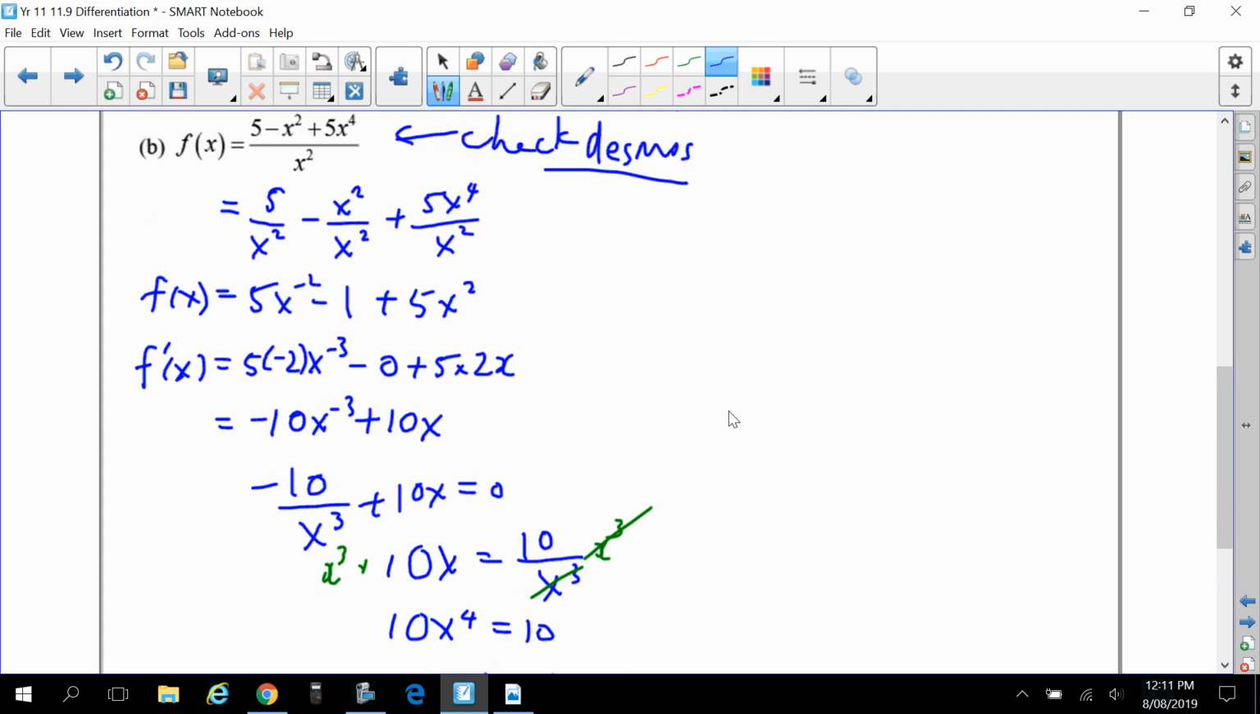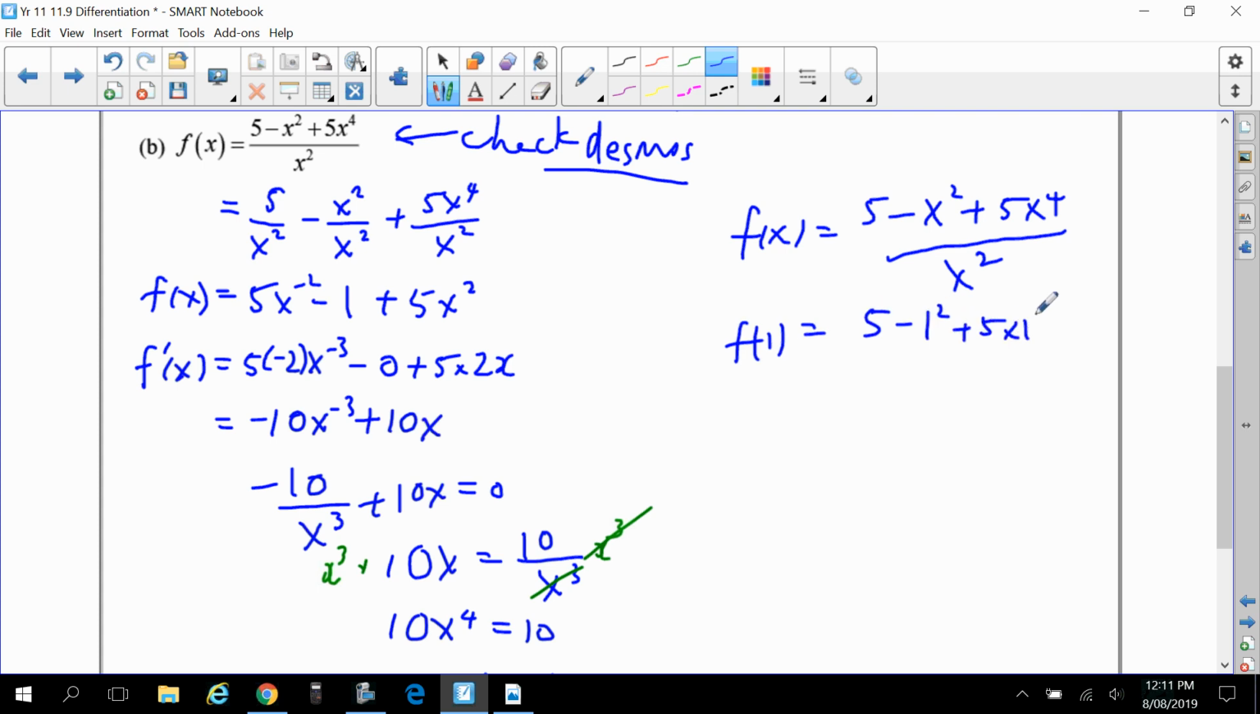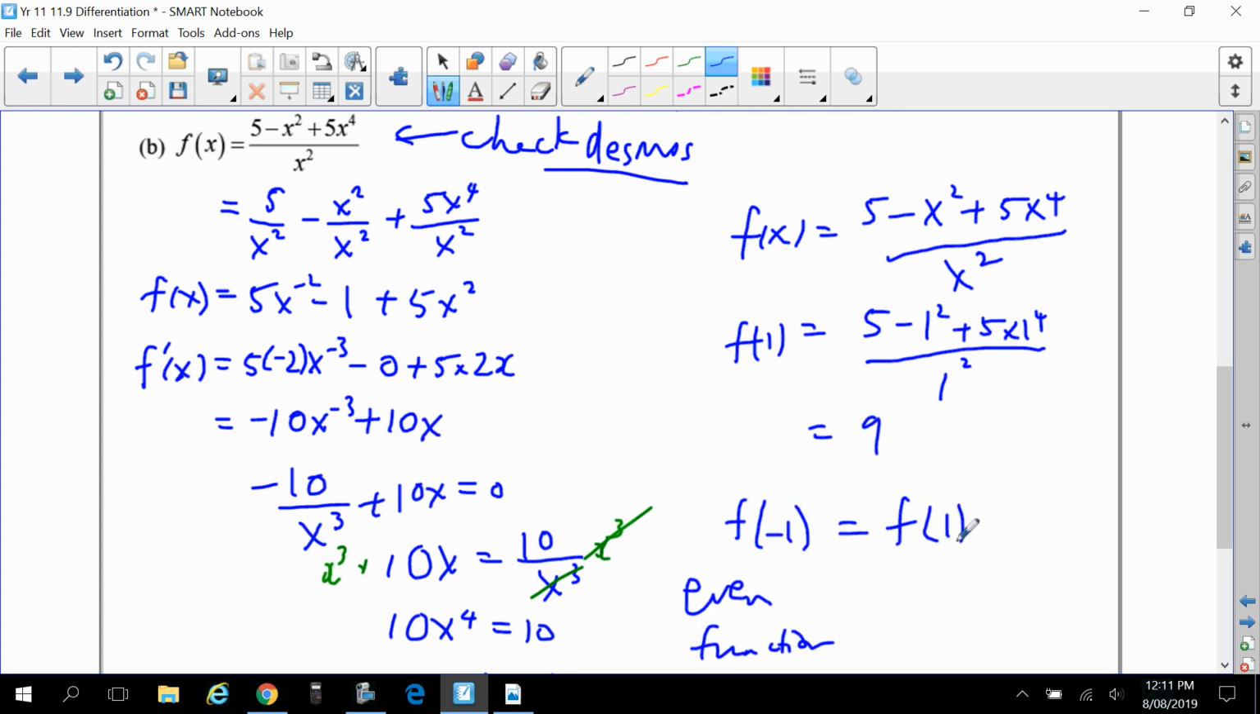y value. So to get the y value, use this one. You can use the negative index, but prefer to use that because that's easier, right? So you have to do f(1) equal, and hopefully you get the answer 9. Now note that because this is an even function, can you see it's an even function? And because it's an even function, the negative and positive are the same, right? Because when you square a negative, you still get positive. So there's (1, 9) and (-1, 9), if you still remember, even function.